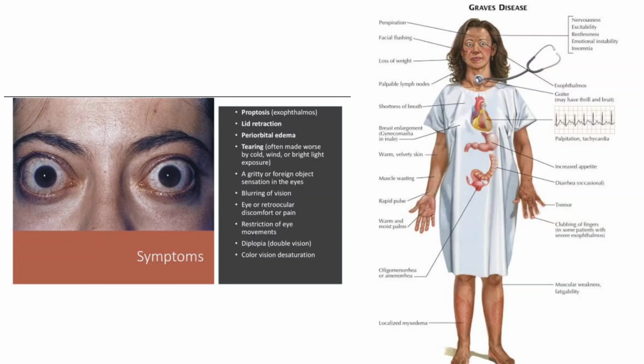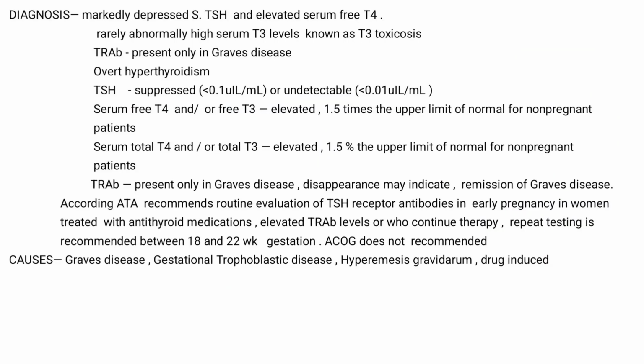There are resting tremors, diarrhea because of increased bowel activity. The patient can present with loose stools, increase in appetite, palpitation and tachycardia. Goiter can be seen where the thyroid gland is enlarged, and you can see a midline neck mass. Exophthalmos, which is the protrusion of the eyeballs, and the patient can present with nervousness, excitability, restlessness, emotional instability and insomnia also. So how will you make a diagnosis of hyperthyroidism?